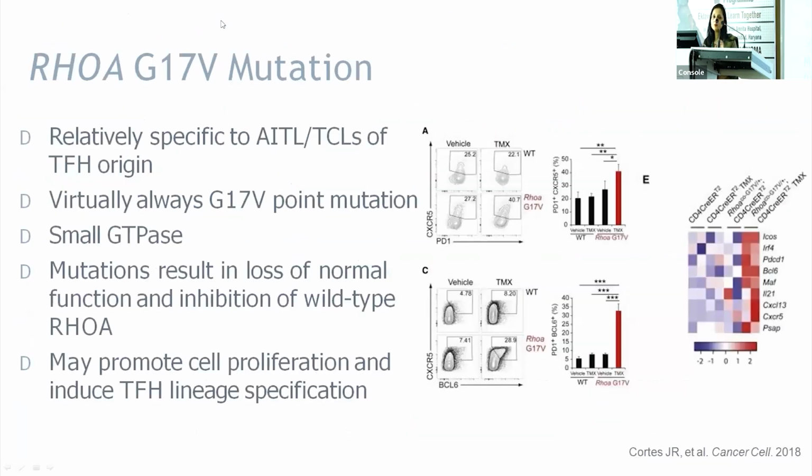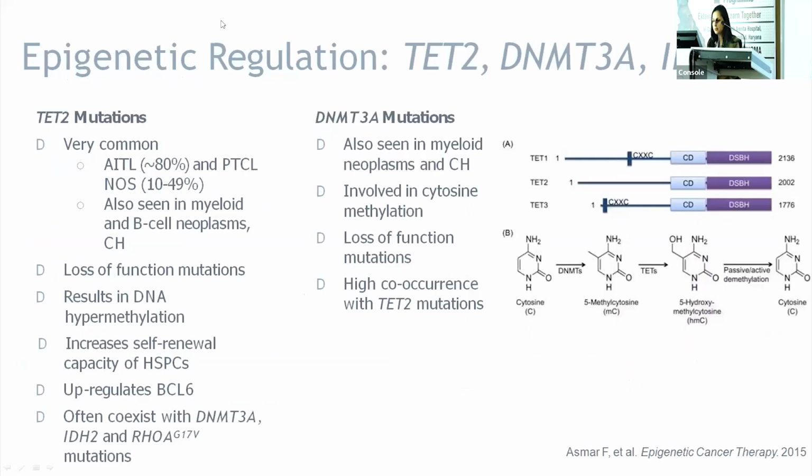For RHOA, there is one mutation which is important, which is there in most of them, the G17V mutation. This is in the GTPase region. I will skip the rest. And then there are these TET2 mutations, and these are the epigenetic mutations, DNMT3A.